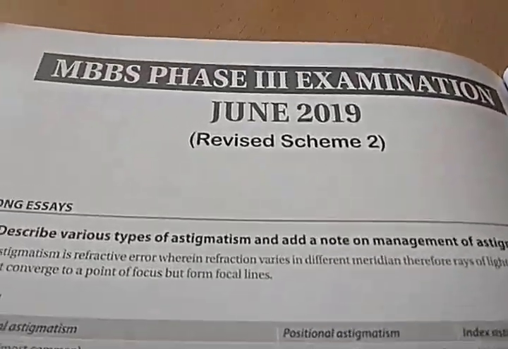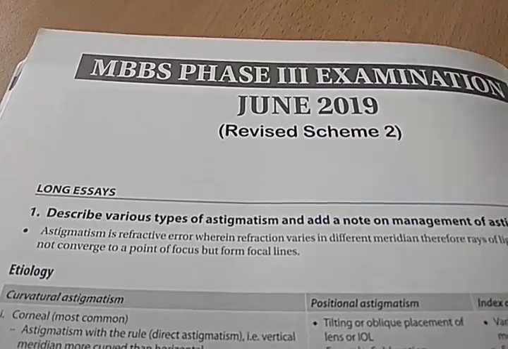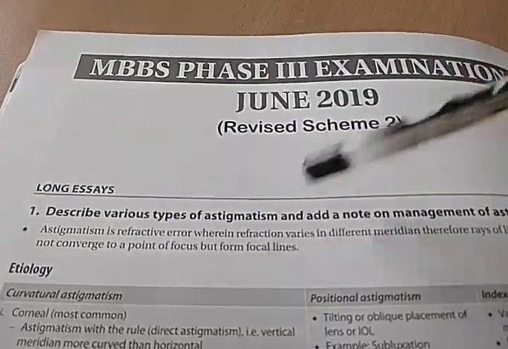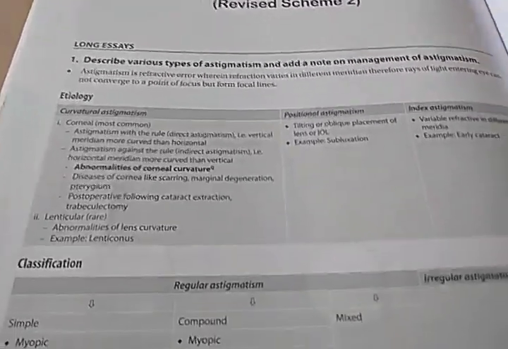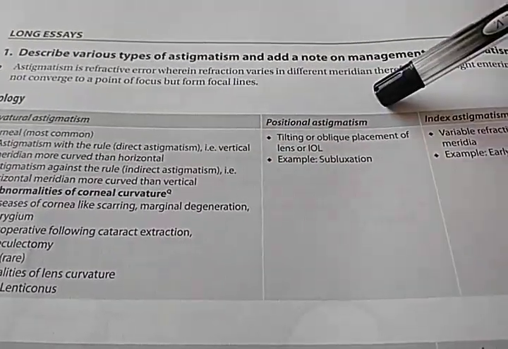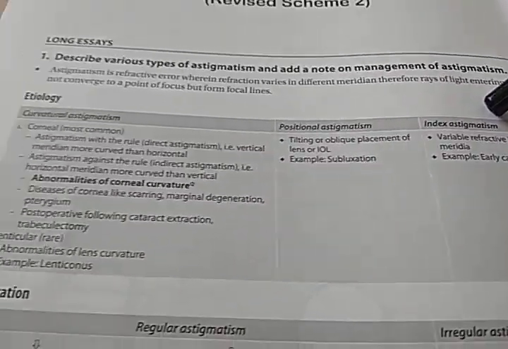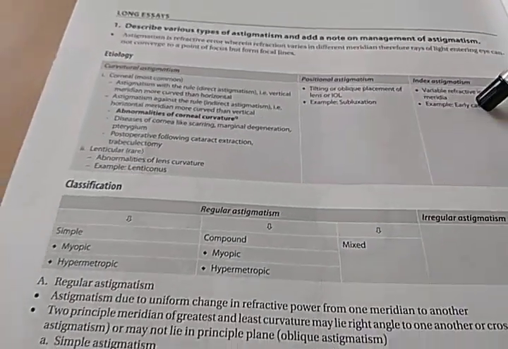Just let us look at how the examination questions are, okay? They will ask you in this recent examination, they have asked types of astigmatism, management of astigmatism. So what is the types of astigmatism? You have curvatural, positional astigmatism, index astigmatism, right? So curvatural, positional, index, right?